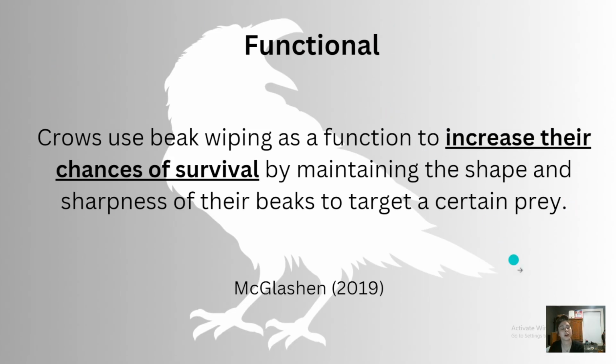Here's my functional hypothesis. Crows use beak wiping as a function to increase their chances of survival by maintaining the shape and sharpness of their beaks to target a certain prey. McGlashan, 2019.